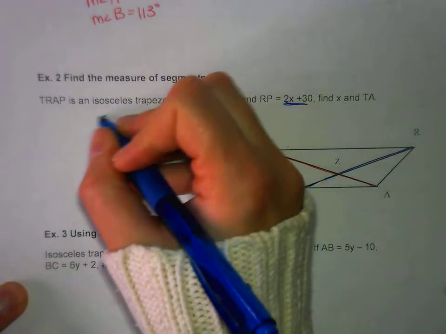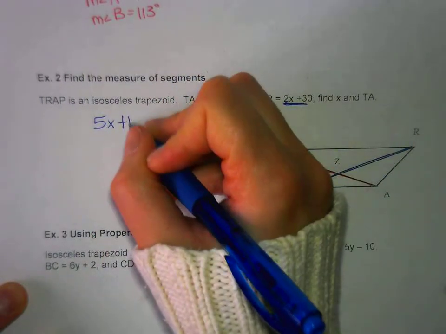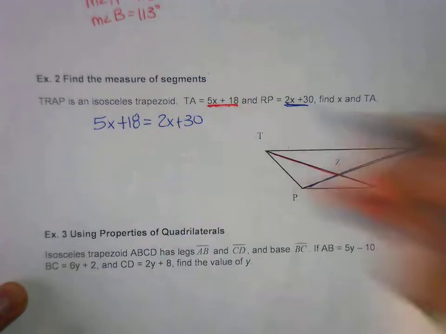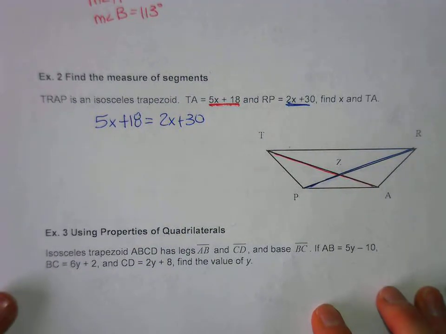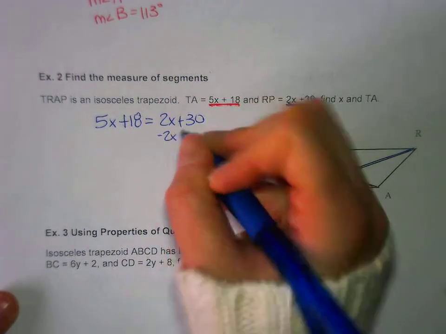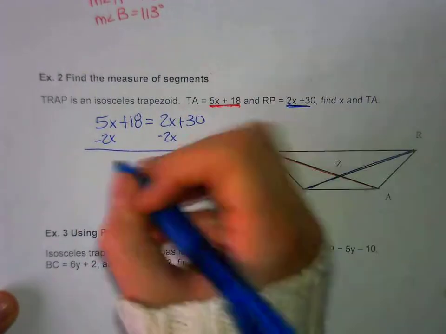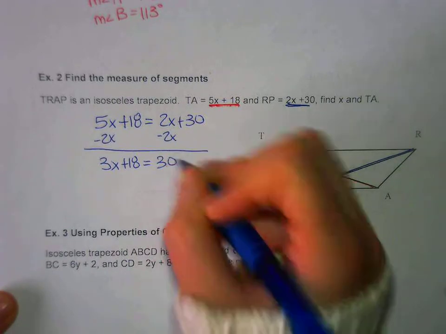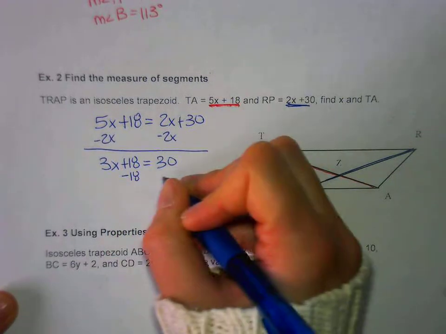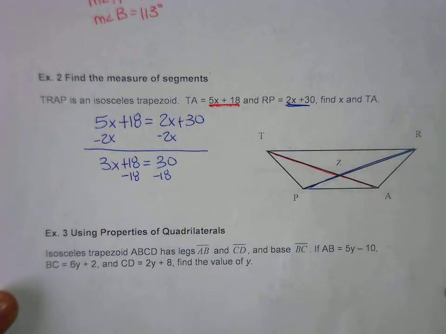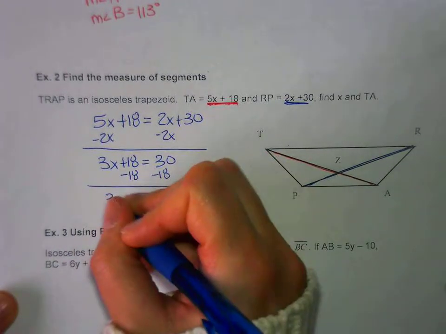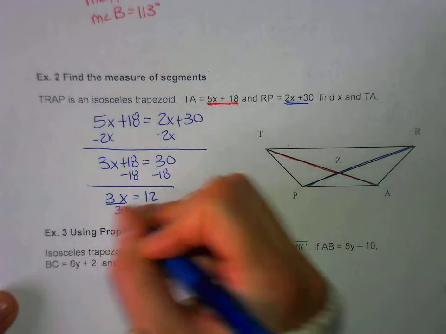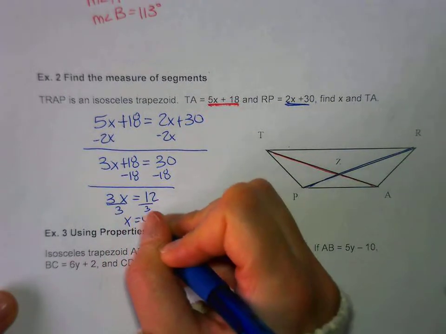So that means 5x plus 18 equals 2x plus 30. So if we go to solve this to find x, we're going to subtract 2x from both sides. So 3x plus 18 equals 30. We then are going to subtract 18 from both sides. So 3x equals 12. Divide by 3. x equals 4.